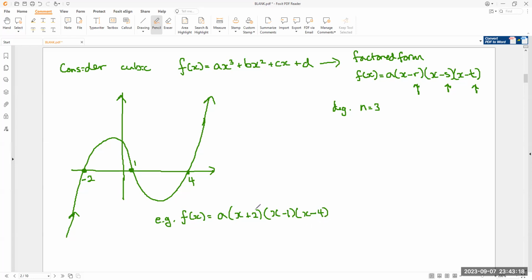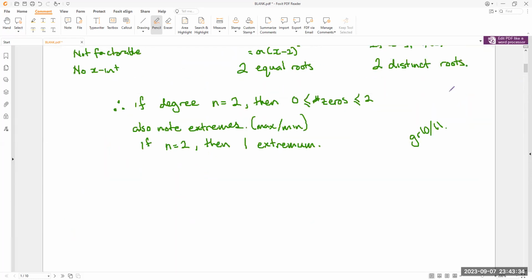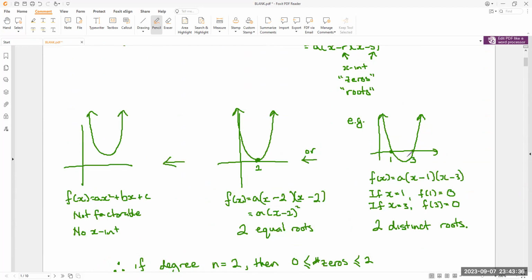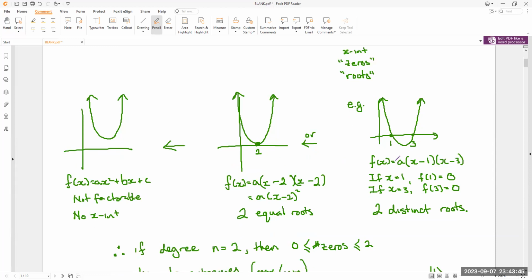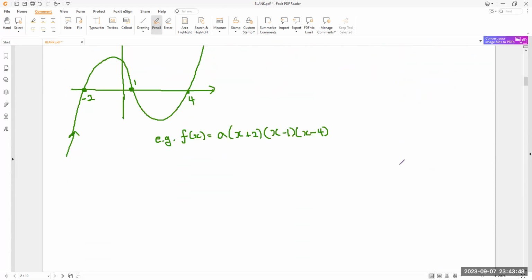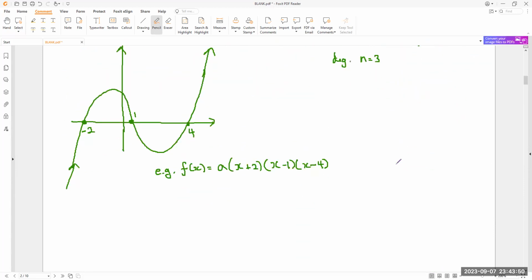So we have a lot more information. And if I give you a test question in factored form, you can give me a pretty accurate sketch. But just like a quadratic, remember, when the degree was a 2, I could have 2 x-intercepts, but I could also have 1. So if the degree is a 3, I could have 3 x-intercepts, but could I have 2 or 1 or none? Let's investigate.